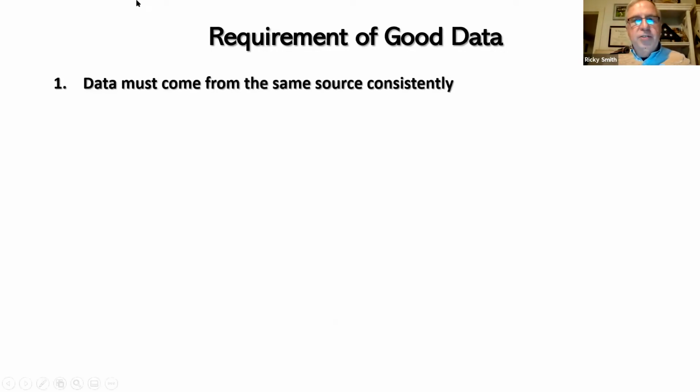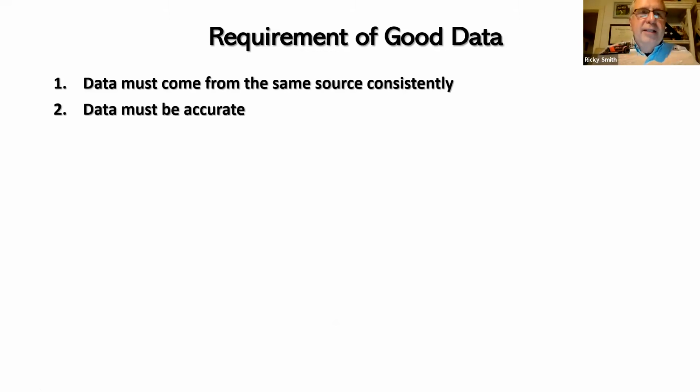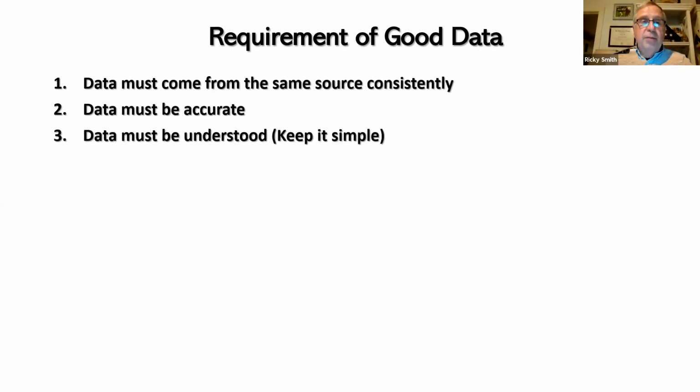So elements of good data, requirements of good data: data must come from the same source consistently. Data must be accurate. So when we talk about data, how accurate is our data in maintenance? It's critical to us. Data must be understood. Keep it simple. Data should tell a story. So if our PM compliance is 100%, but emergency urgent labor hours are going up and down, maybe it's telling us something.